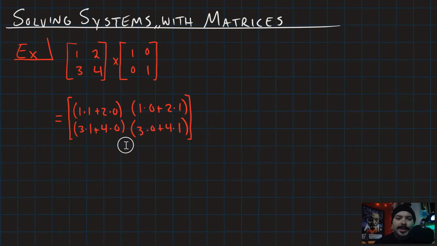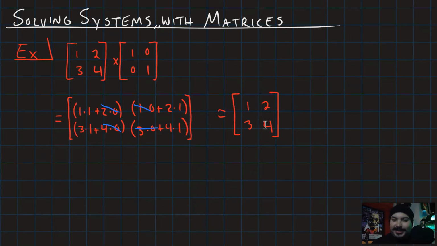Now you'll notice that everywhere we're multiplying by 0, you'll just end up with 0. So 2 times 0 becomes 0, 1 times 0 becomes 0, 4 times 0 becomes 0, 3 times 0 becomes 0. And all of the remaining numbers are only being multiplied with 1. So we end up with the exact same matrix that we multiplied with the identity matrix, 1, 2, 3, and 4. So the identity matrix is like the number 1 in the world of matrices.